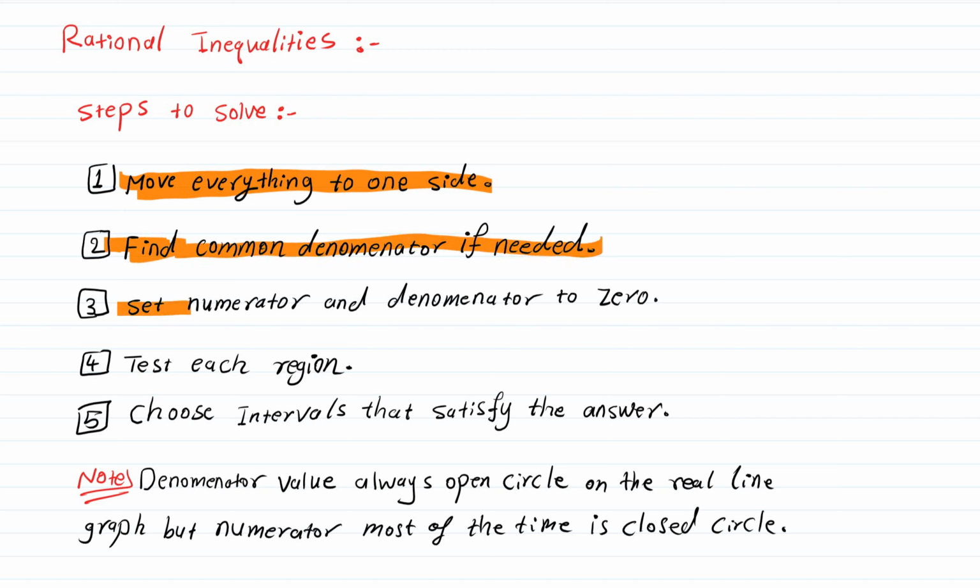After that, set numerator and denominators to 0. Then test the region, then choose the interval. What is the last step?